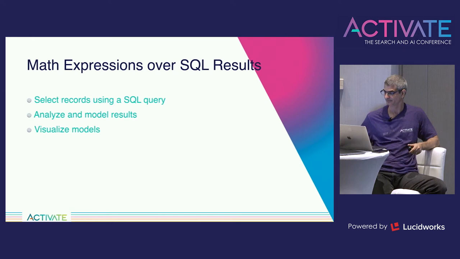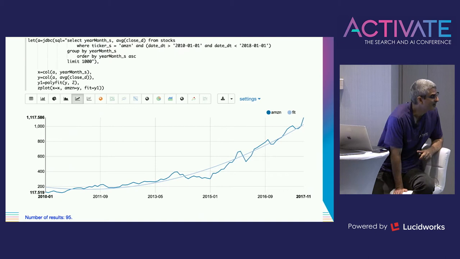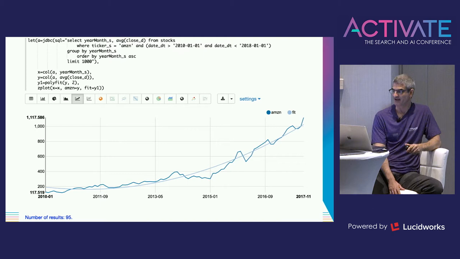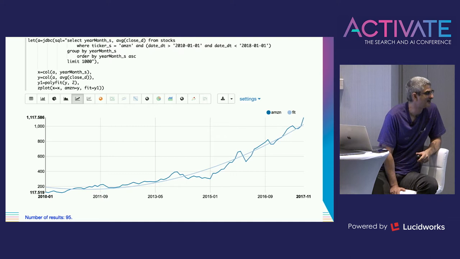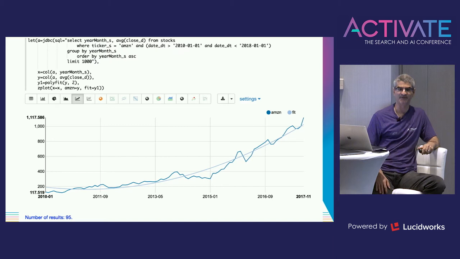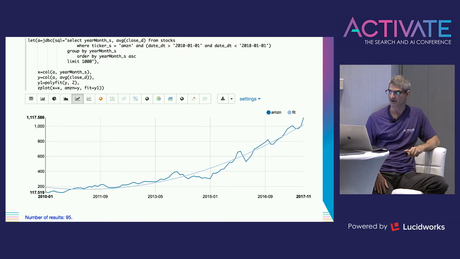So let's look at a math expression. First, let's look at the visualization. In this visualization, you can see a dark blue line, which is labeled Amazon, and that is the Amazon stock price. Then you see a light blue line, which is labeled fit. That is a fit of a nonlinear model through Amazon's time series. You can see it's clean, easy to read, very understandable. So let's see how we got there.